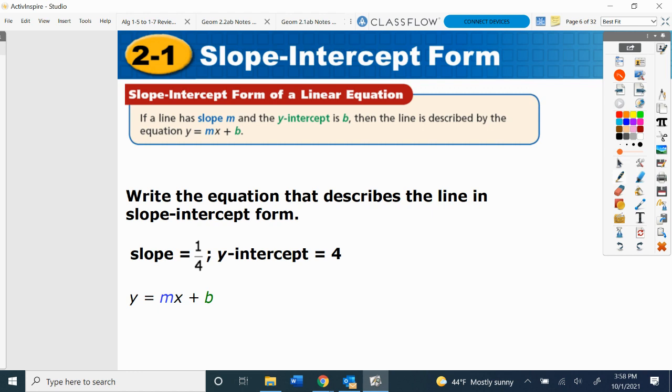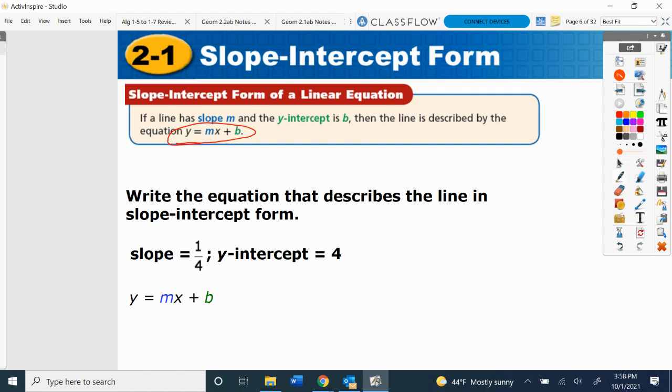Every single line that is out there has a math equation that describes what that line is doing. And that equation we use is this one right here. It is called the slope-intercept form of a line.